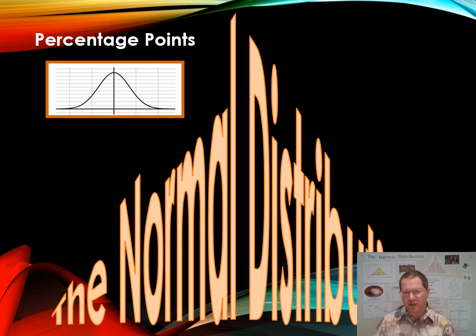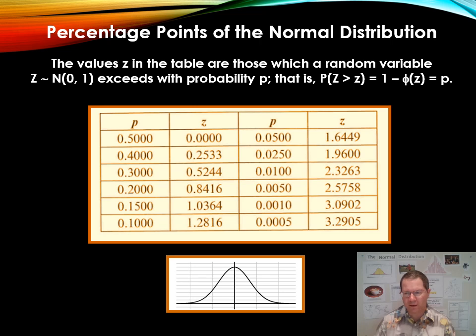Hello, this video is about using the percentage points table for the normal distribution. So in the formula book, there is this table, the percentage points table, which shows probabilities that Z will exceed certain numbers.